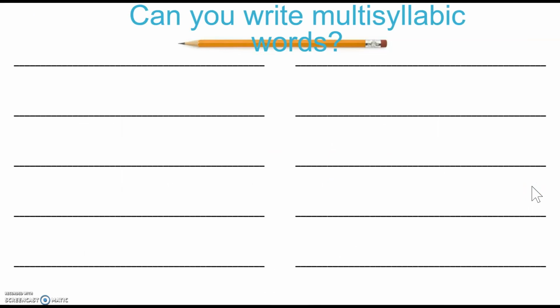All right, we're going to skip the other 2 charts and we're going to go to writing multisyllabic words. You're going to put 1 word on each chart. The first word is swindle. What's the word? Swindle. Sound it out as you write it.